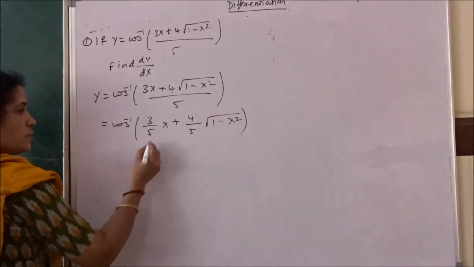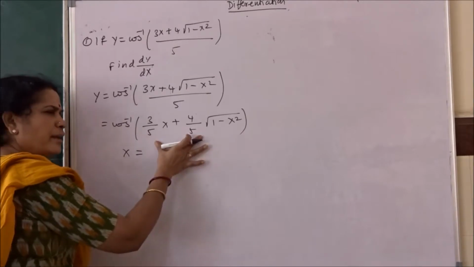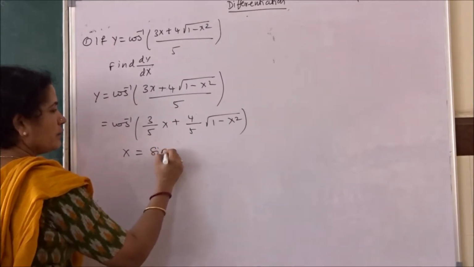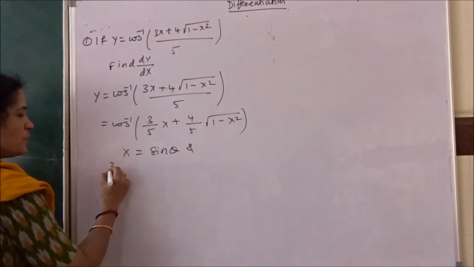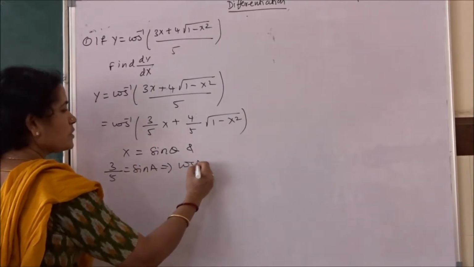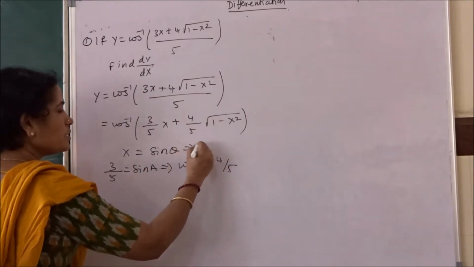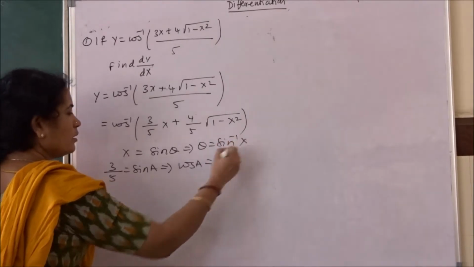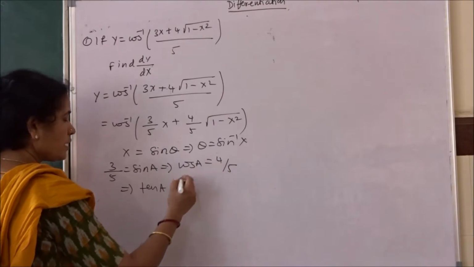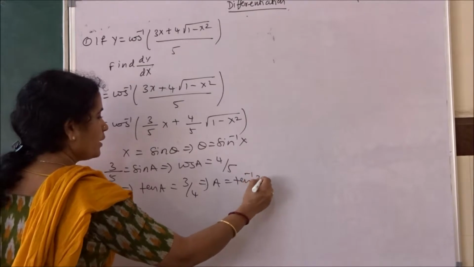Okay, fine. Now see, I am taking a substitution. I need something inside this cos. I am taking x equal to sin theta. And suppose 3 by 5 equals sin a, which implies automatically cos a value is 4 by 5. Am I correct? So this implies theta equals sin inverse x. Now this implies I am finding the tan a value. Why I am finding tan a value, I will tell you later on. So this implies a equals tan inverse of 3 by 4.